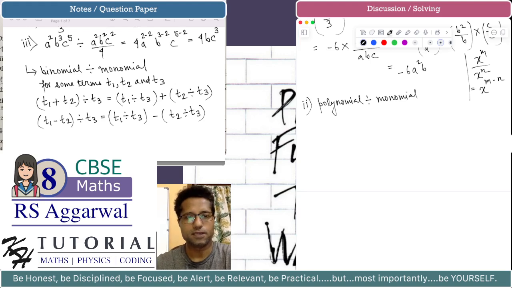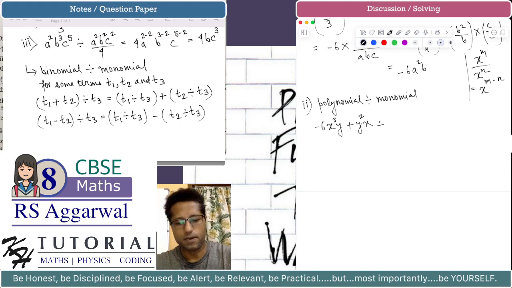So let's take an example. Let's say we have a polynomial: minus x cube y plus y square x plus y square x minus x y. So this is a polynomial. We want to divide this polynomial by the monomial, let's say, minus xy.